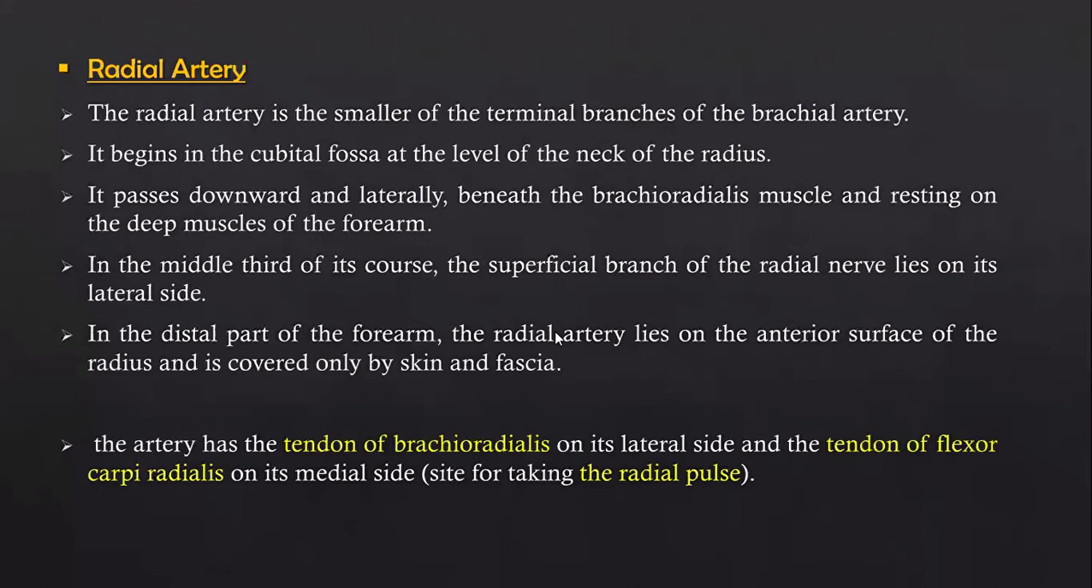So the other blood supply comes from the radial artery. The radial artery is the smaller of the terminal branches of the brachial artery. It begins in the cubital fossa at the level of the neck of the radius. It passes downward and laterally beneath the brachioradialis muscle, resting on the deep muscles of the forearm. In the middle third of its course, the superficial branch of the radial nerve lies on its lateral side.